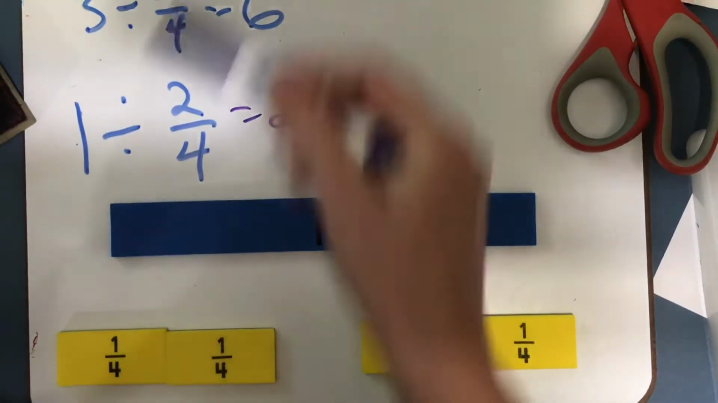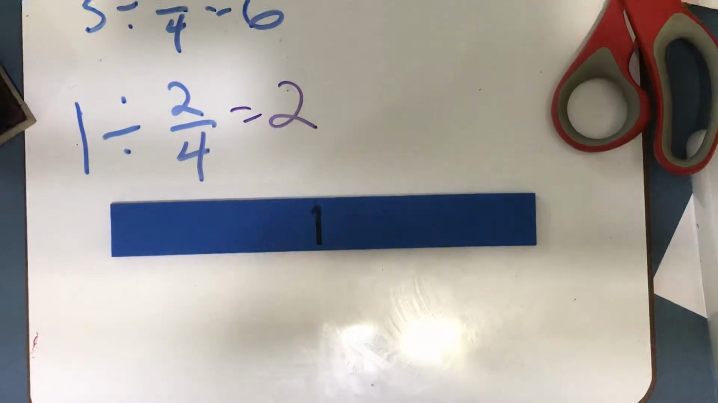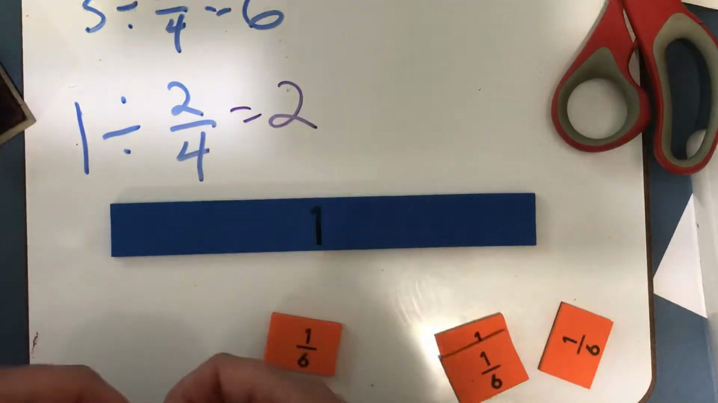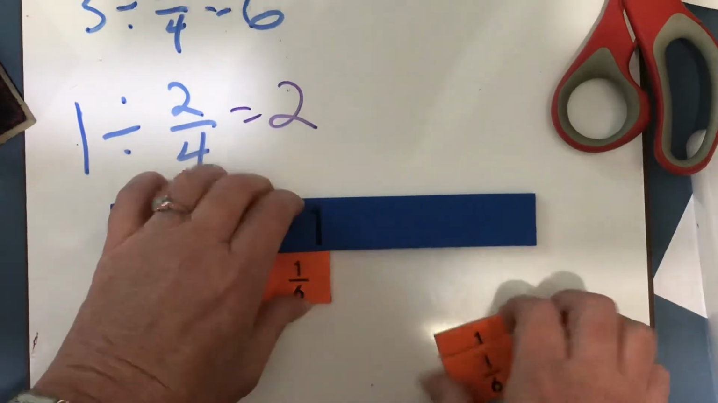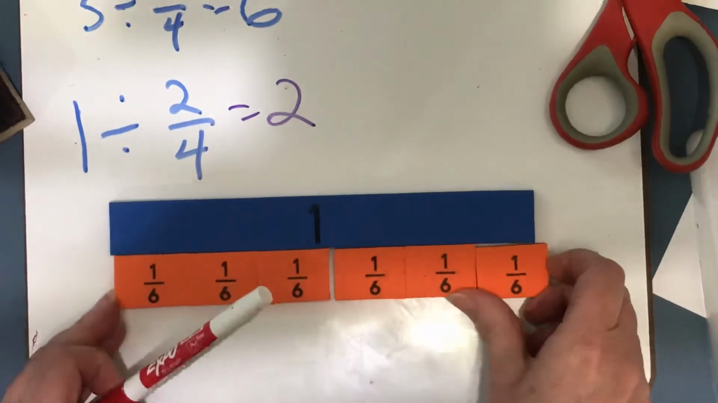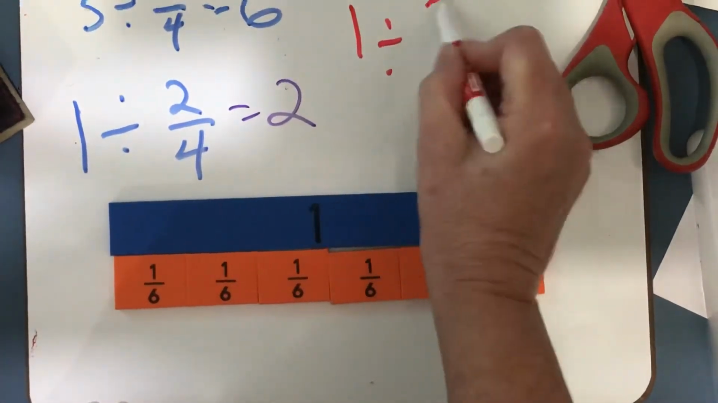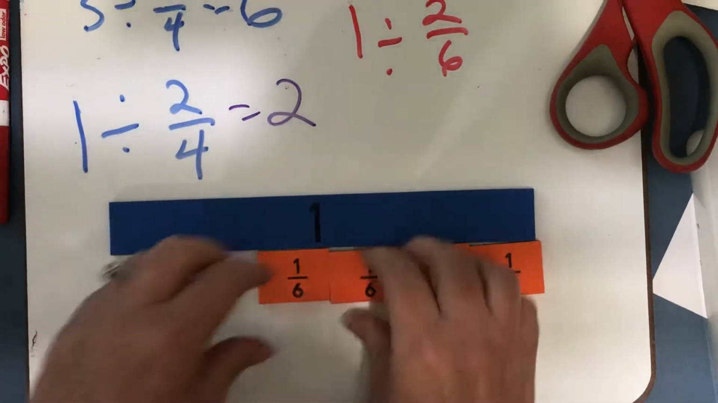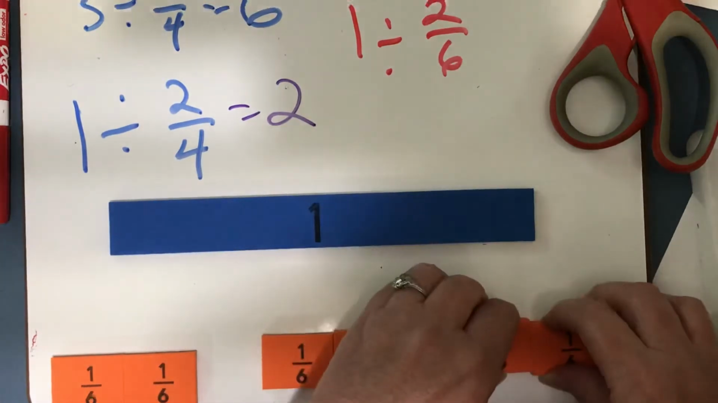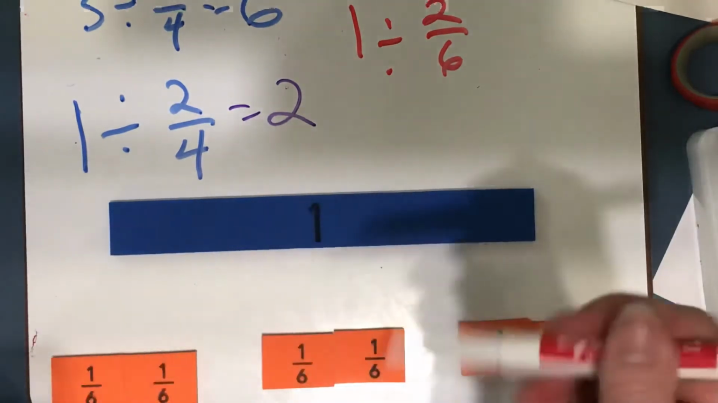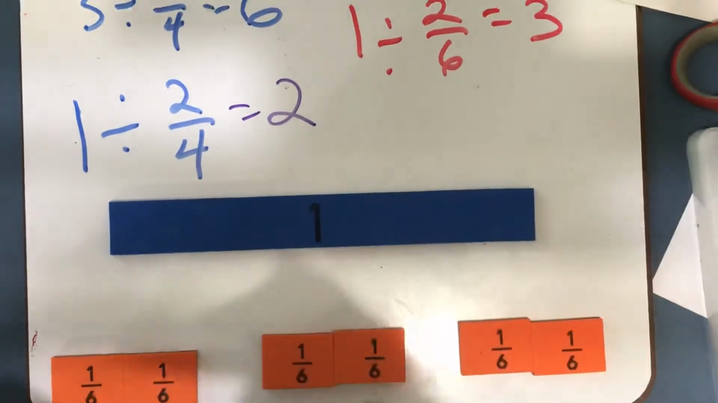All right, I'm going to take my same 1, and this time I'm going to divide it into 2/6. I want to see how many 2/6 sections I have. So I'm doing 1 divided by 2/6. I want to see how many 2/6 sections there are in 1. There's 2/6, 2/6, and 2/6. I have 3 2/6 sections. So 1 divided by 2/6 equals 3.